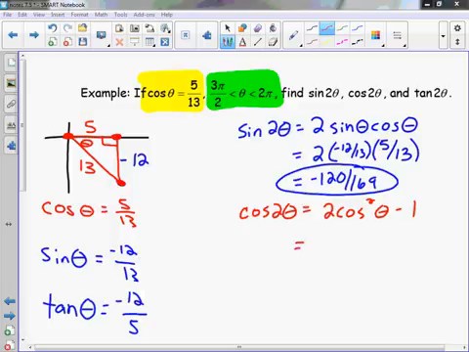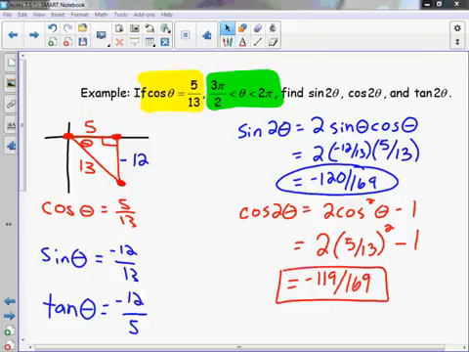In this case, we'd have 2 times, what's the cosine of theta? 5 over 13, and we're going to square that and then subtract 1. If we type that in just like it looks, make sure the 5 over 13 is in parentheses, get it as a fraction, we get negative 119 over 169. And again, if you chose either of the other two, it would work. You get the same value.